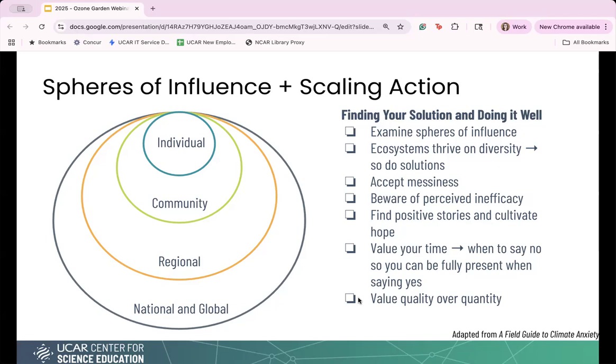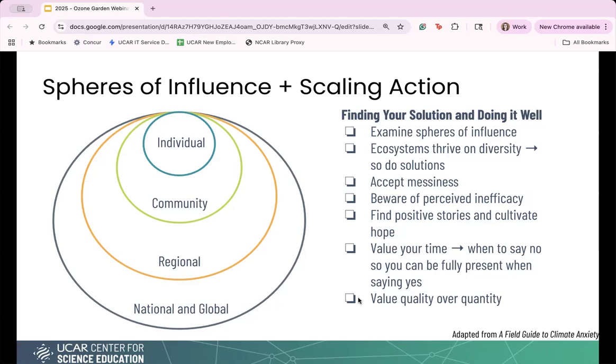And so some tips from this, and also, again, this is adapted and also some other things added in here, is finding your solution and doing it well. And I wanted to mention each of these items here because they are really important in thinking about how we move towards solutions. So 1, examine your spheres of influence. Maybe you are very involved in city council or really involved in your community's action plan.